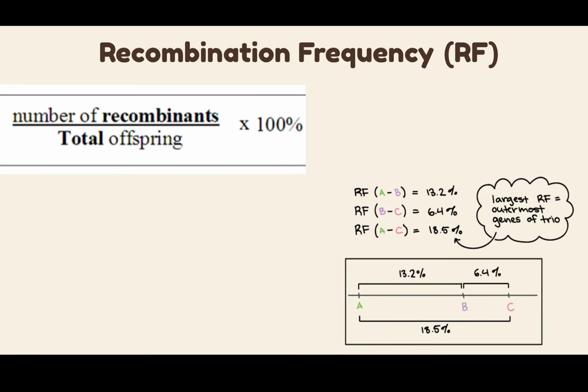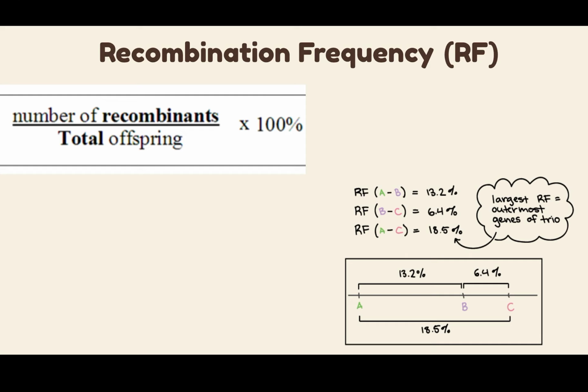And then recombination frequency, so this is used to construct a linkage map, which basically shows the ordered list of the gene loci on a particular chromosome, and you can see the linkage map in the bottom right corner, and you can use the formula in the top left corner to find the recombination frequency. So you just take the number of recombinants over total offspring and multiply it by 100.